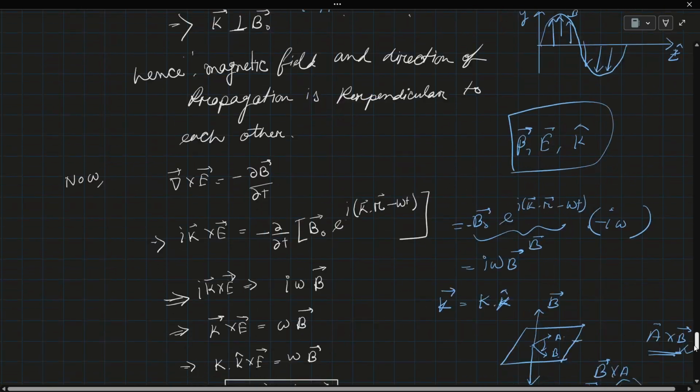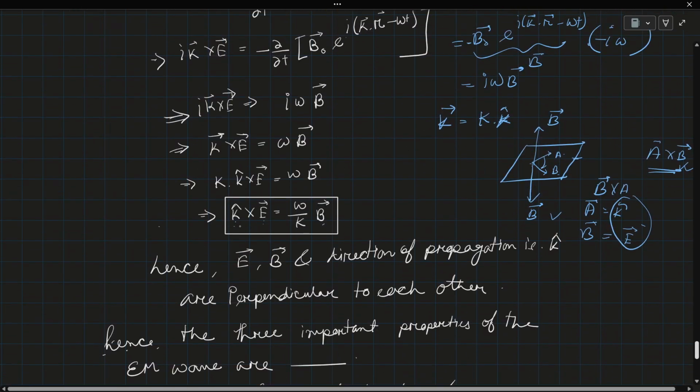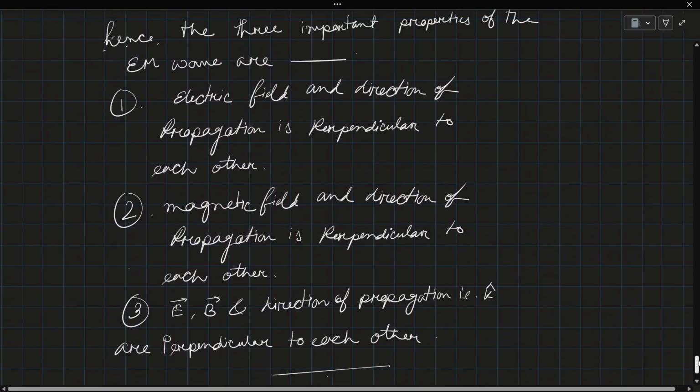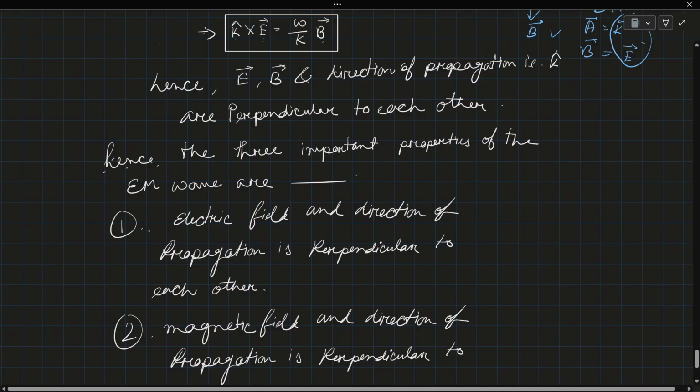So at the end, what have we got? We have got that both e and b are perpendicular to the direction of propagation. So how will the wave look now? Okay, I am going to draw that. Here I have written all those things as a summary.